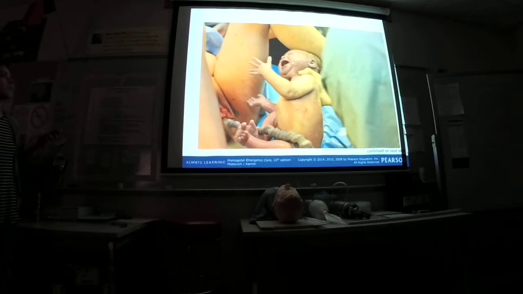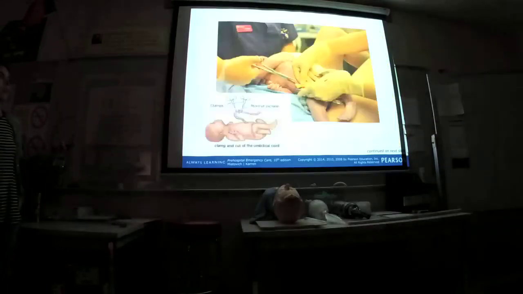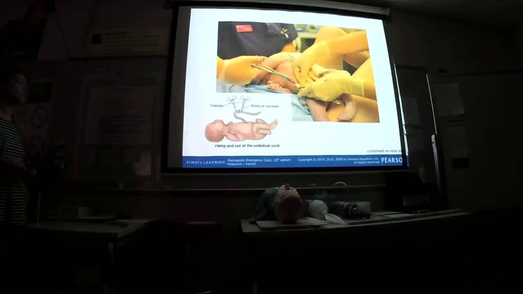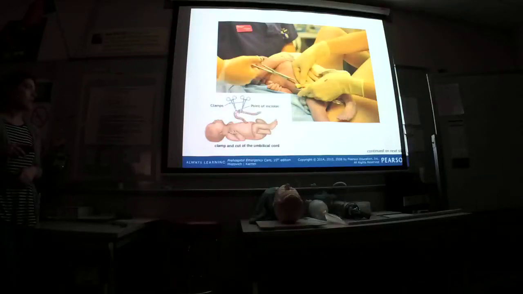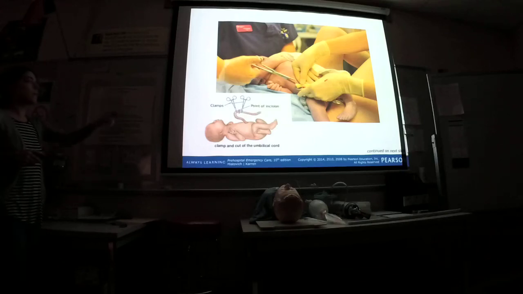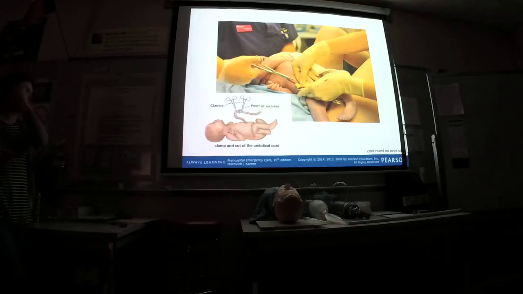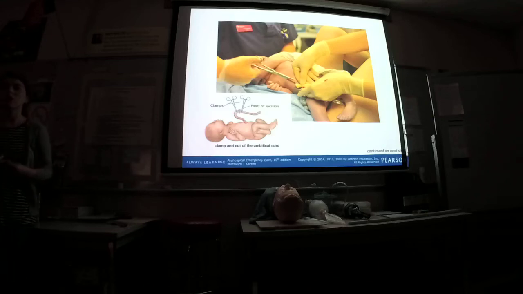And so the next part of it, after drying and all that, is clamping the cord. So we're going to want to clamp at least like 7 inches again, and then we're going to cut straight in the middle. And we really want to have as much of the umbilical cord there as possible, just in case we need to deliver any medication.